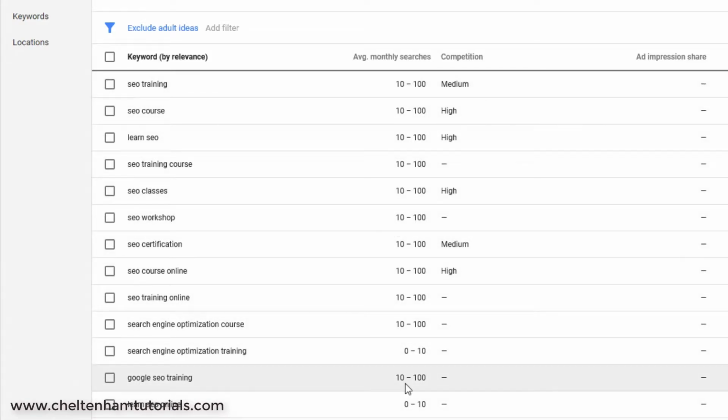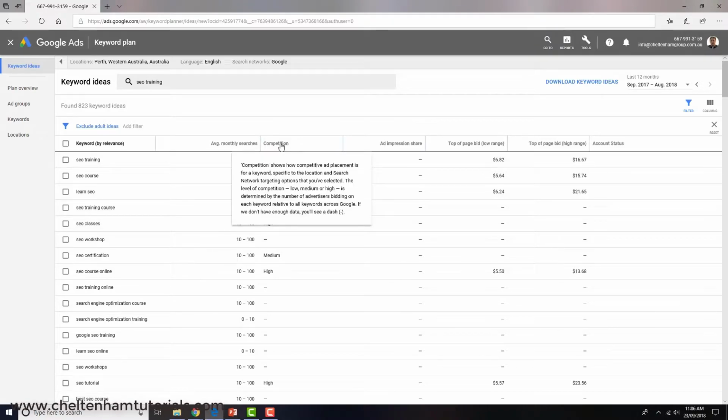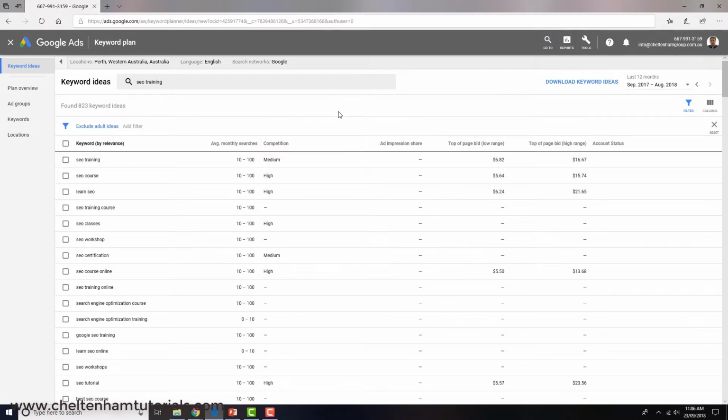And down here you get a very rough approximation of the searches. Again, it used to be a lot more detailed than this, but for some reason they've cut back on the amount of detail they give you. Where it says competition, that's competition in terms of advertising spend. Because remember, this whole tool is really designed to get you to spend money and advertise with Google. So this is basically saying that a lot of your competitors are spending money on the phrase learn SEO. A lot of them are spending money on SEO classes, whereas something like SEO certification is just medium.